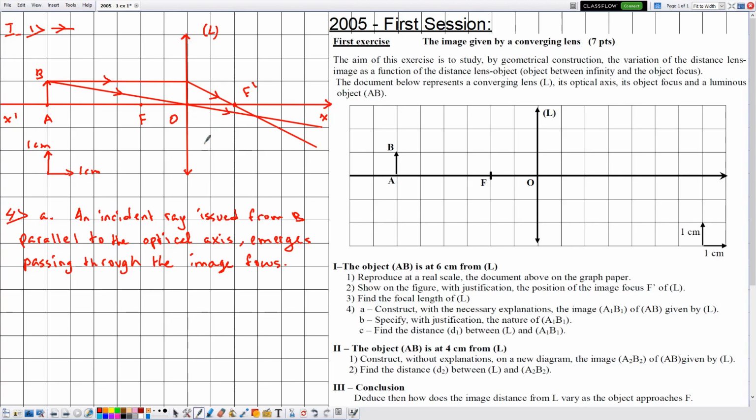Let's do the justification. An incident ray issued from B passing through the optical center emerges without deviation.